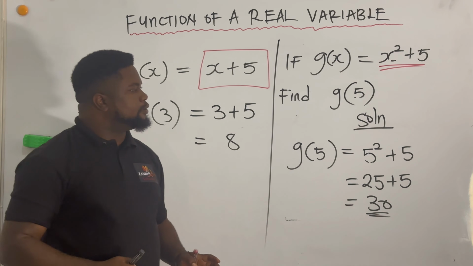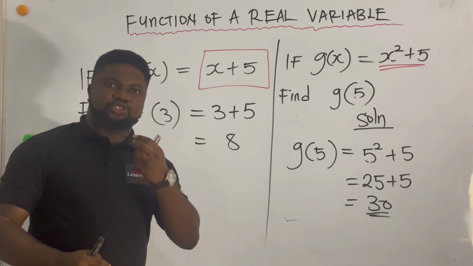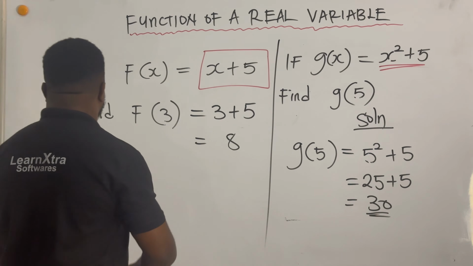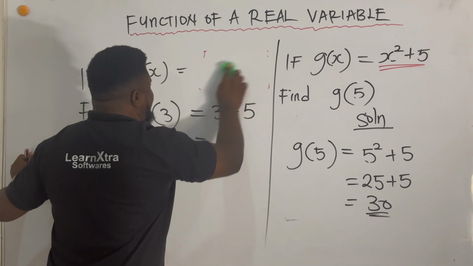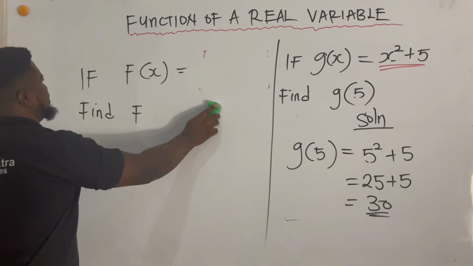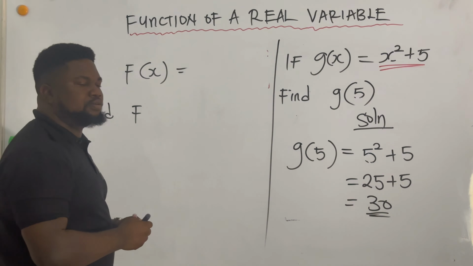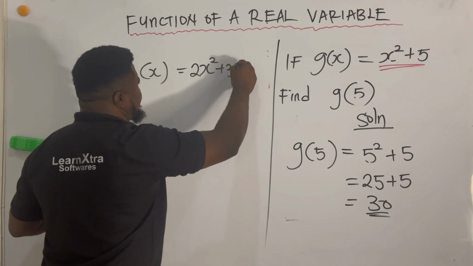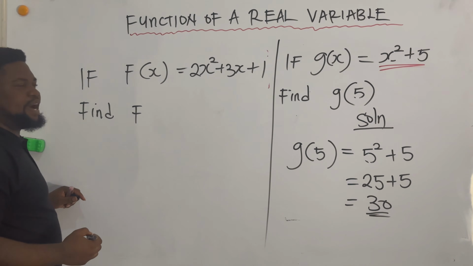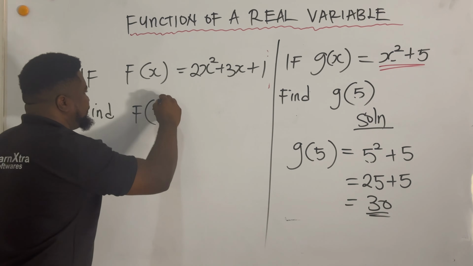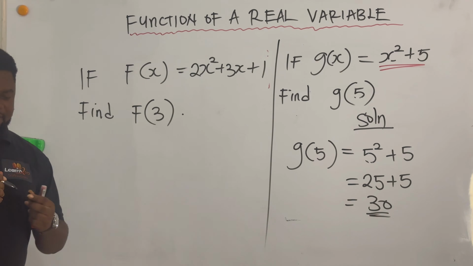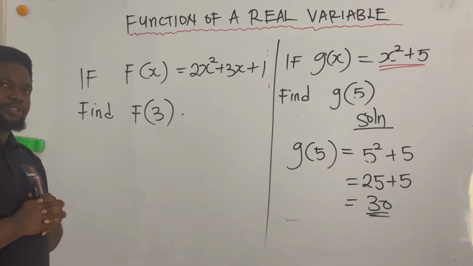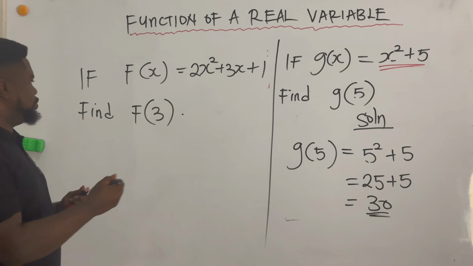That's it. Now, I believe if I give you one to solve for me now, you can do it. I'll give you a big one. If f of x is equal to 2x squared plus 3x plus 1, find f of 3. Can we? Yes. I know you can. But this one looks difficult. Let's try it out together. Solution.